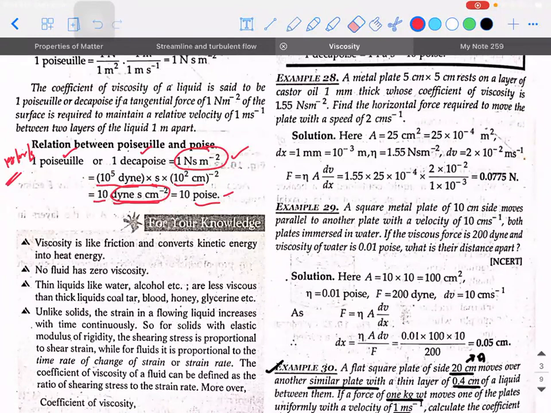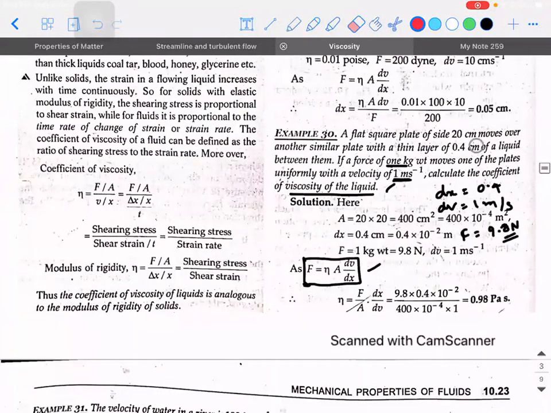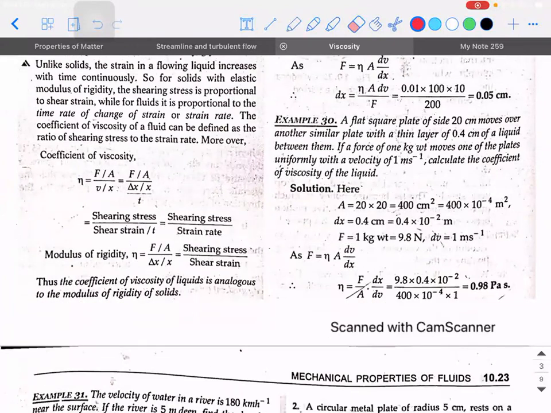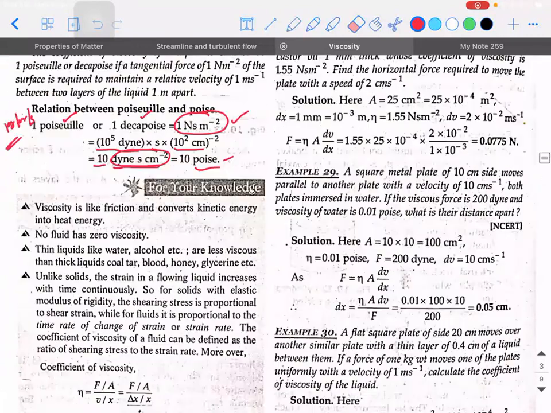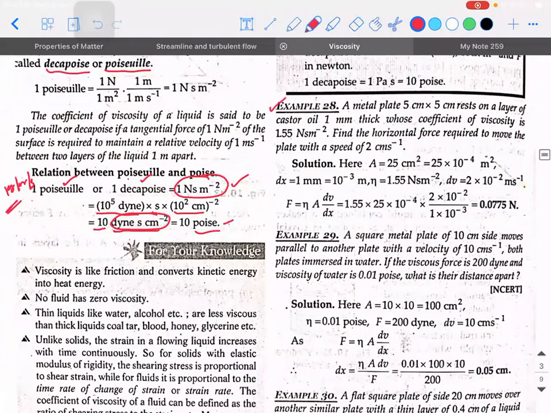Now see. Let's do some simple problems, then we'll go to the JEE level problems. Just for you to understand how questions will be framed. There is a metal plate whose dimensions are 5 centimeter by 5 centimeter, which is resting on a layer of castor oil, 1 millimeter thick, whose coefficient of viscosity is 1.55 Newton second per meter square. Find the horizontal force required to move the plate with a speed of 2 meter per second.